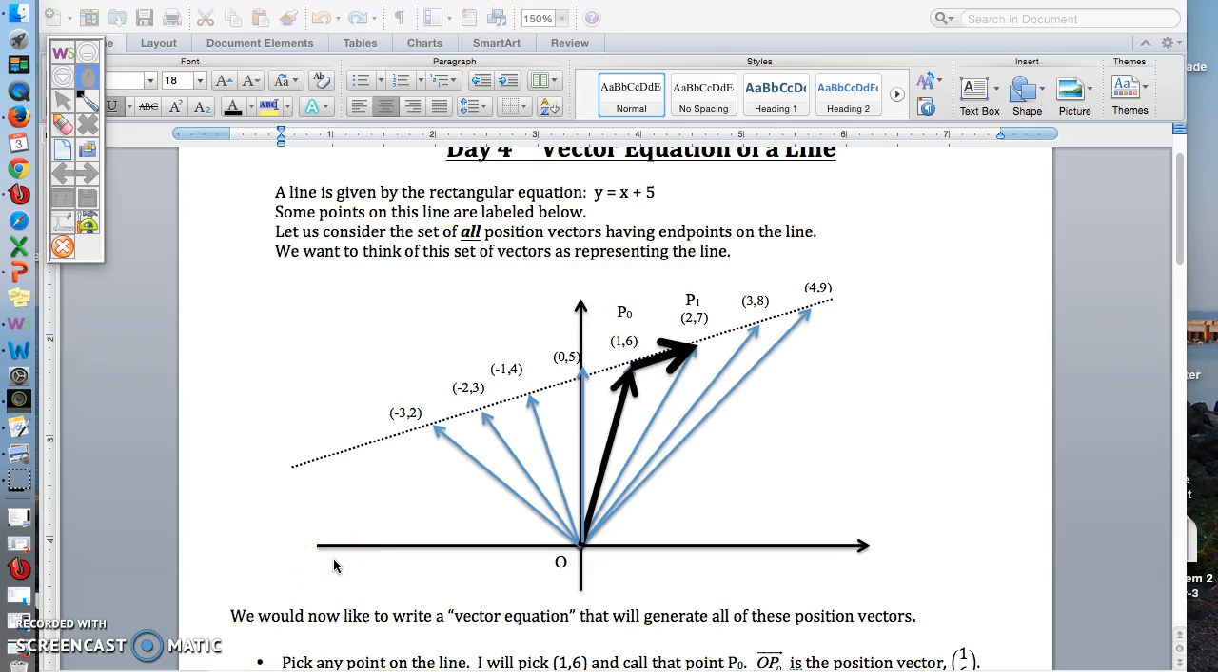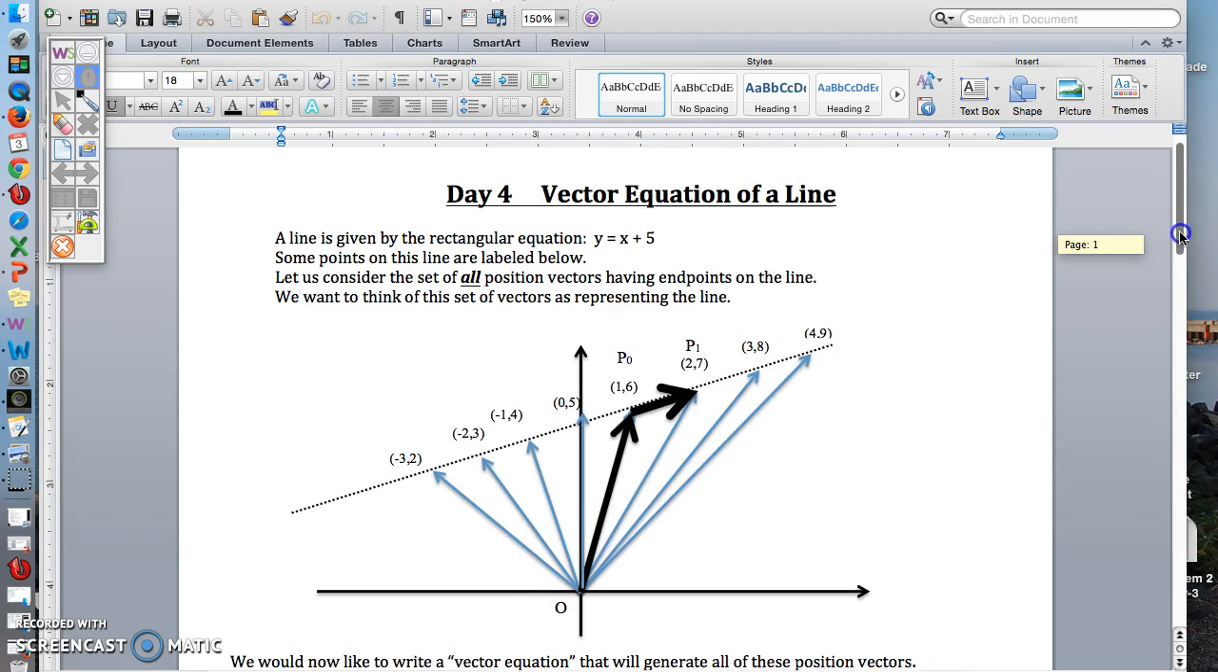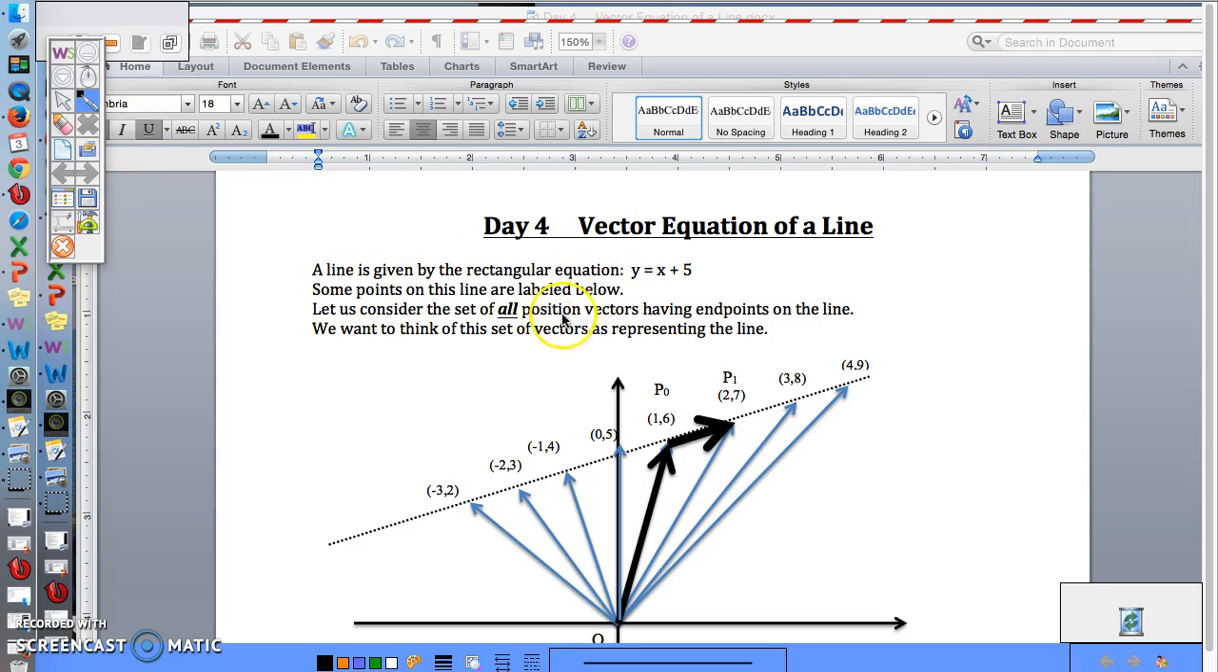Today on day 4, we are going to take a look at how you write an equation of a line in vector form. Up until now, we've looked at a line, for example, y equals x plus 5. Our y-intercept is 5, and our slope is 1. So we go up 1 and over 1, so we have the coordinate (1, 6). Up 1 and over 1, we have (2, 7).